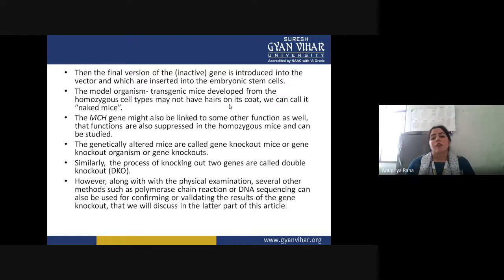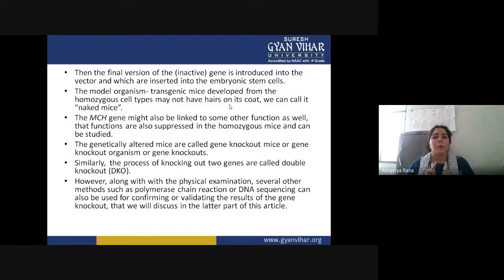Then the final version of the inactivated gene is introduced into a vector, which is inserted into the embryonic stem cell. So now we have a prototype in which the gene for the fur, for the hairs of the mice, is inactivated. So now the total genotype is going to be inserted into the embryonic stem cells to see the effect.